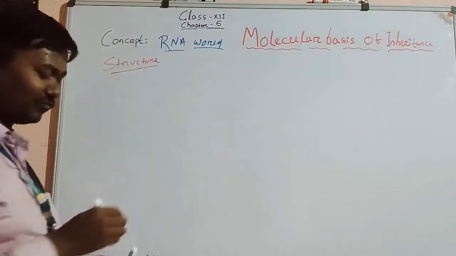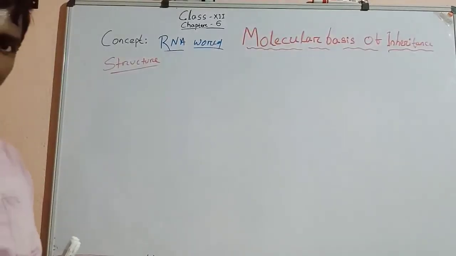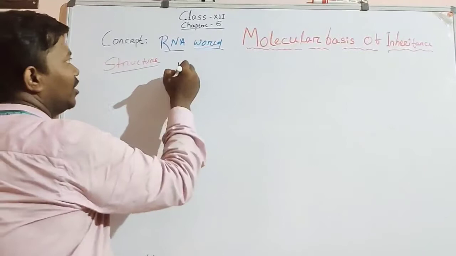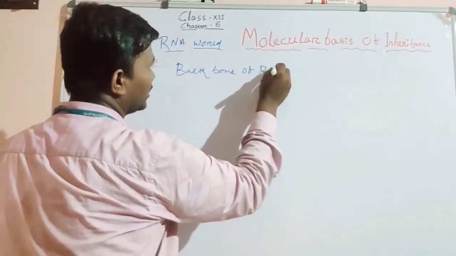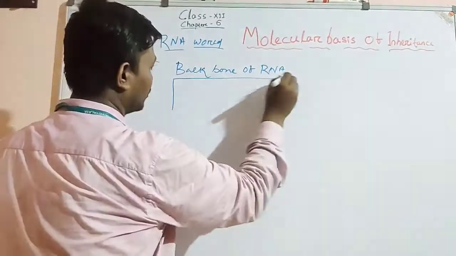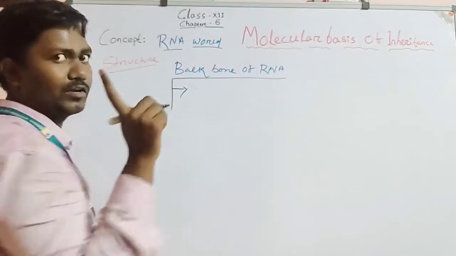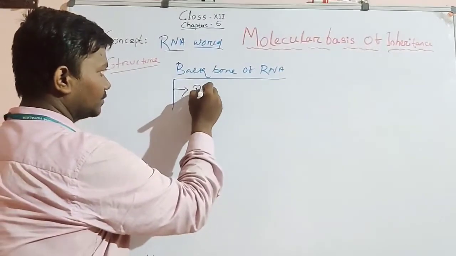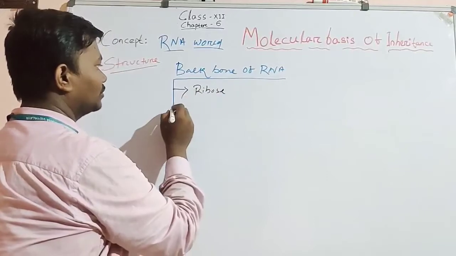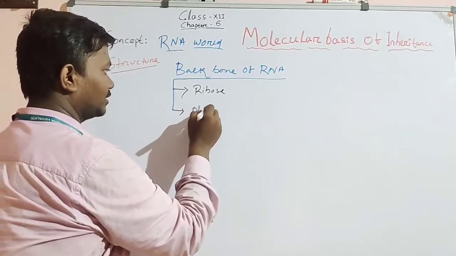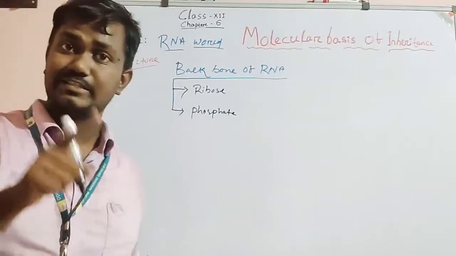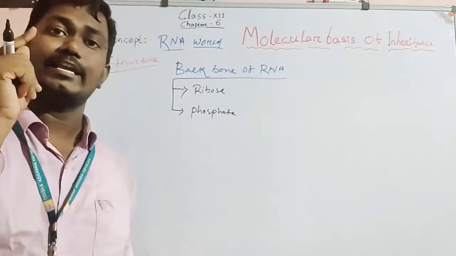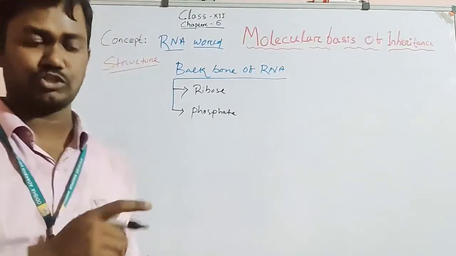the backbone of RNA is made up of, first, one pentose sugar, that is your ribose sugar, and another one is phosphate. Remember, phosphate is added to the ribose sugar in its 3' and 5' position.